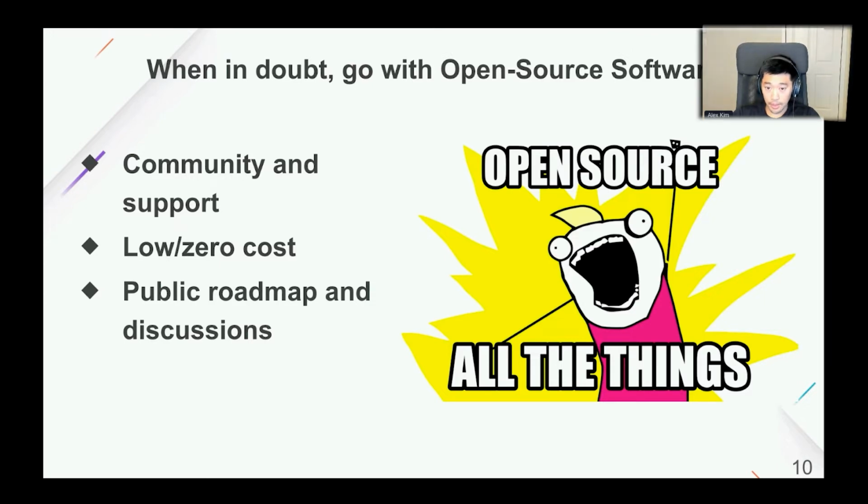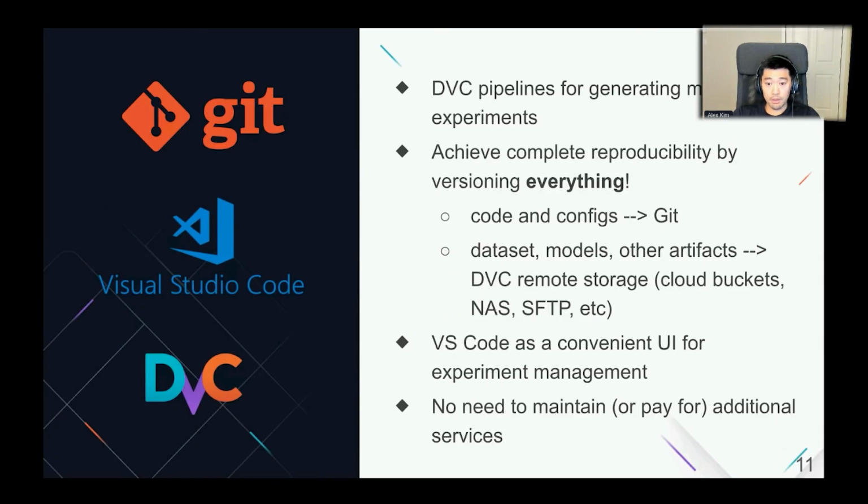proprietary solutions. So what I'm proposing that we use today is a combination of 3 open source tools, which is Git, Visual Studio Code, which is a very popular, if not the most popular IDE these days, and DVC. I mentioned DVC is frequently known for data versioning, but we're going to look at DVC from the point of view of the machine learning pipelines that you can create. We're going to use those pipelines for generating many experiments, and we're going to achieve complete reproducibility by versioning everything.